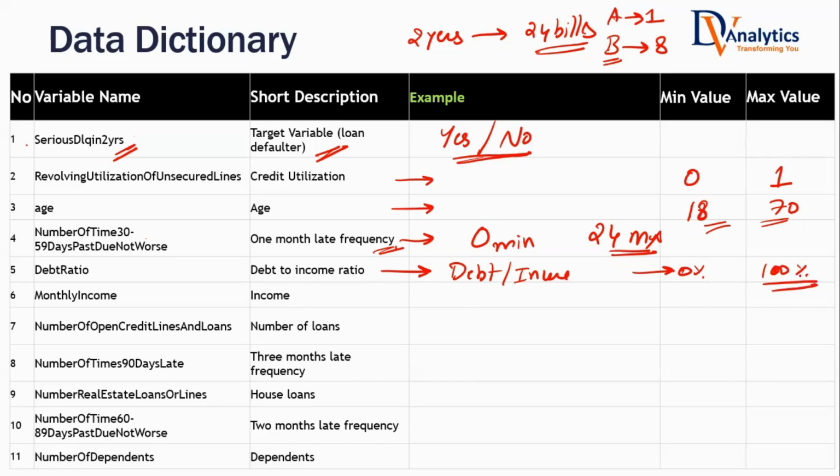Does debt ratio impact whether the customer will be a bad customer or good customer? Is it a factor? Yes, sir. Who's risky? Higher debt ratio or lower debt ratio? Higher debt. Monthly income, nothing to discuss about it.